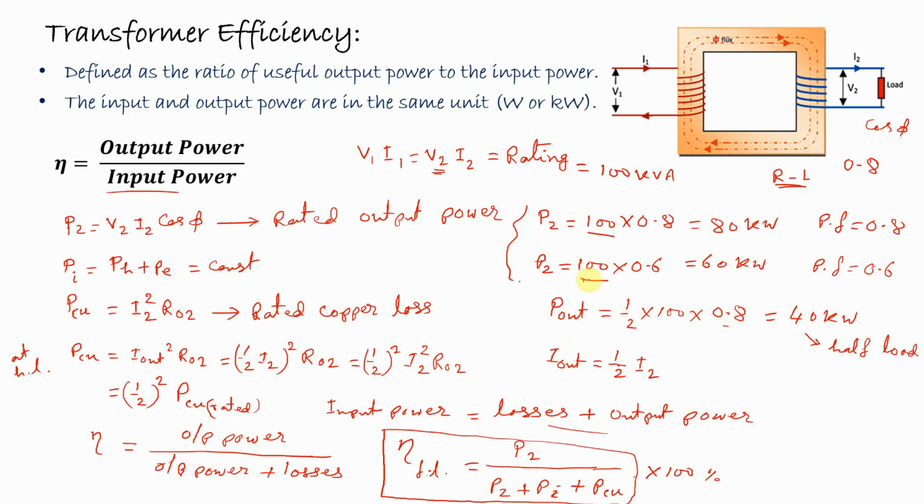That means this is the output power, this is the rated output power, that is, from this line we can write. Now the output power will be equal to half of the rated output power. So when we make the load half, the output power will become half of the rated output power. If we make the output power double the rated output power, then it will be 2 P2.